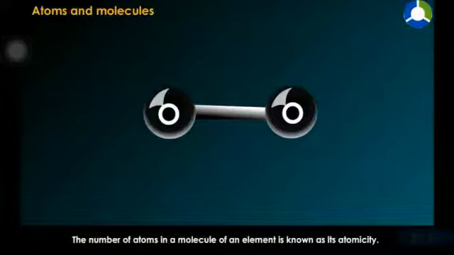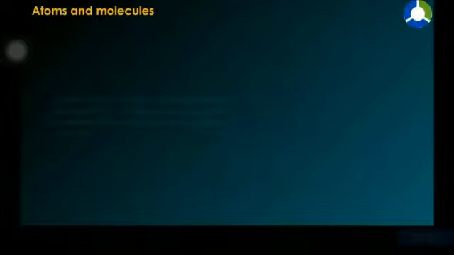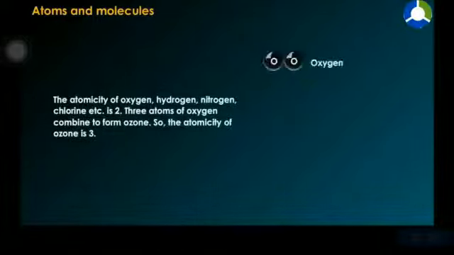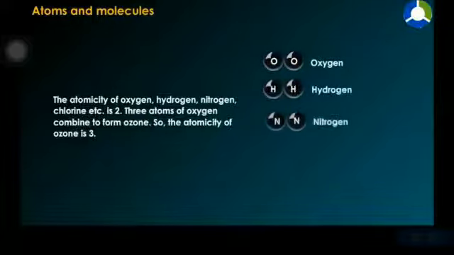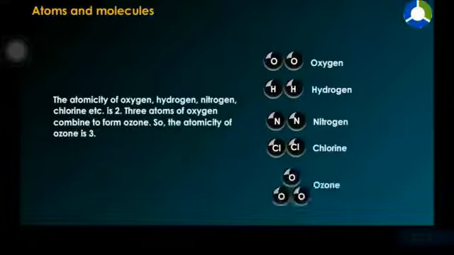The number of atoms in a molecule of an element is known as its atomicity. The atomicity of oxygen, hydrogen, nitrogen, chlorine, etc. is 2. 3 atoms of oxygen combine to form ozone.